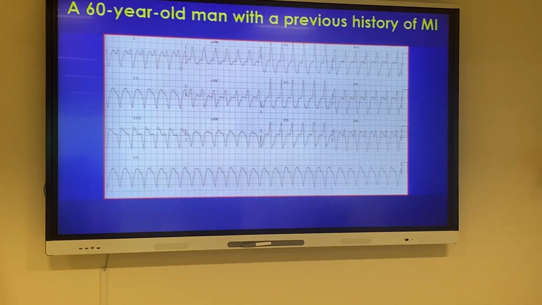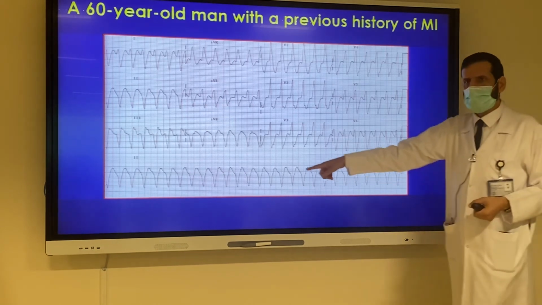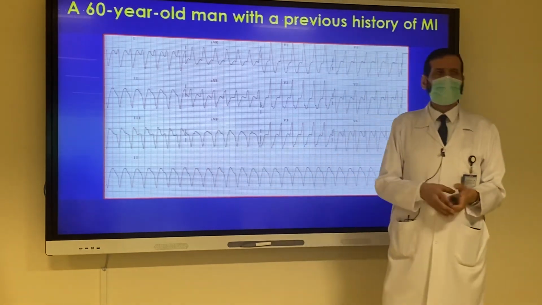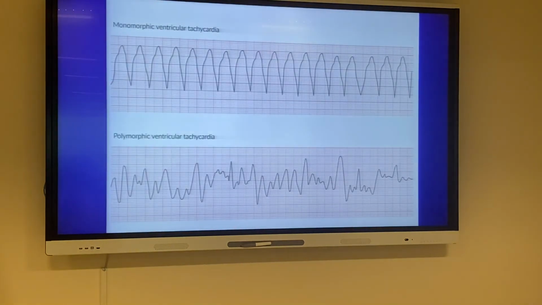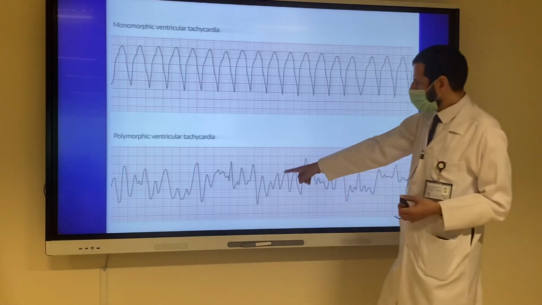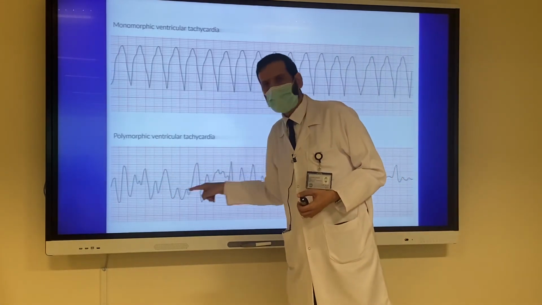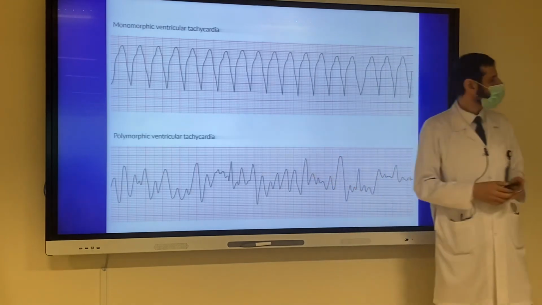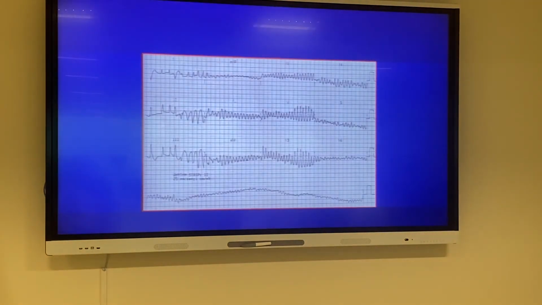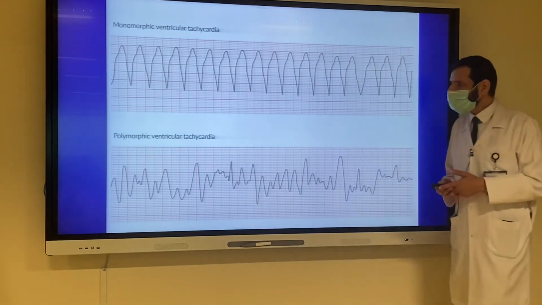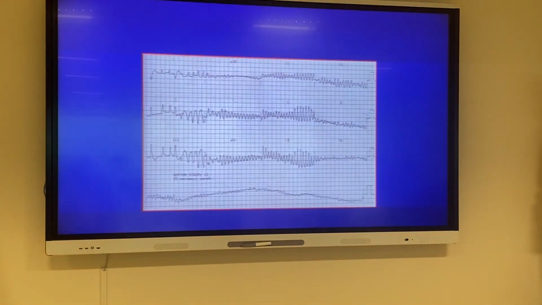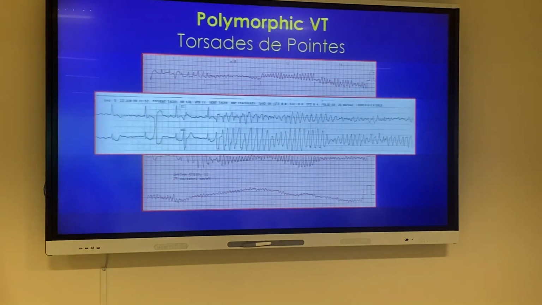Is it monomorphic or polymorphic? The morphology is the same, so it is coming from one source. So this is monomorphic ventricular tachycardia. Again, monomorphic means the same morphology. Polymorphic is also ventricular tachycardia, but the QRS complex morphology is changing. What is this? Polymorphic, and then torsade. Torsade is a special form of polymorphic ventricular tachycardia when patients have long QT as a baseline disease. To remember, this one is not important.